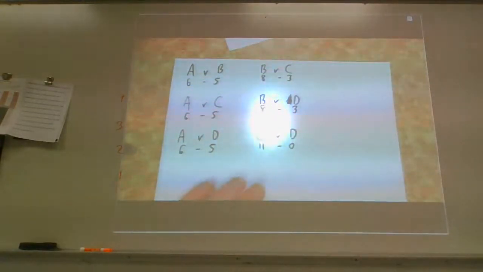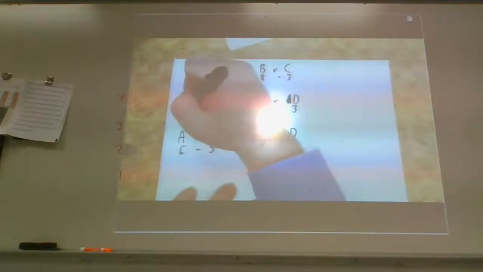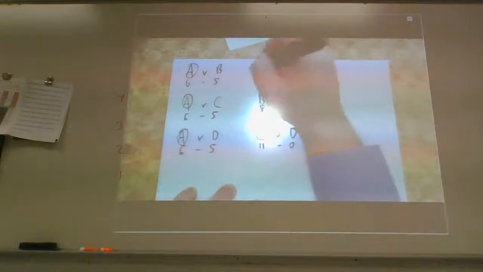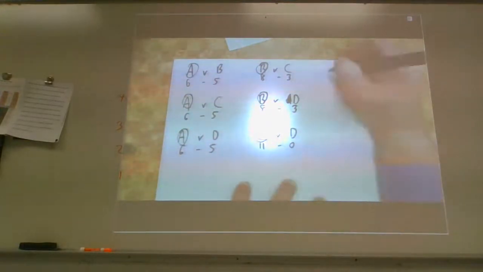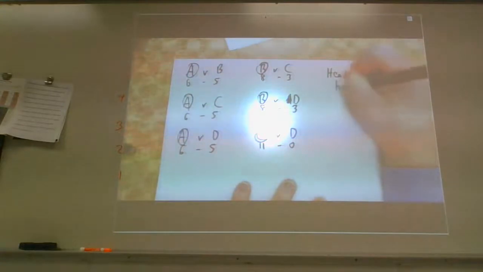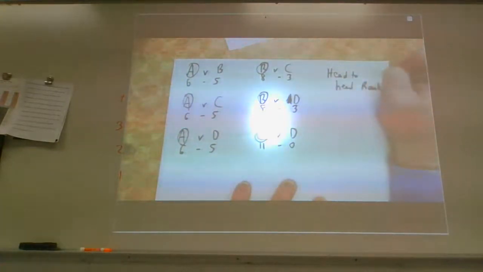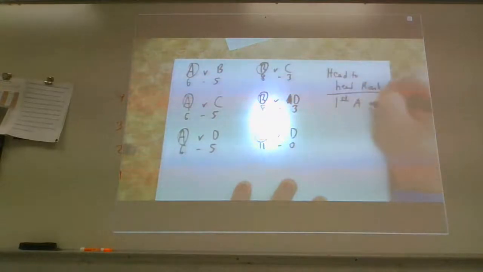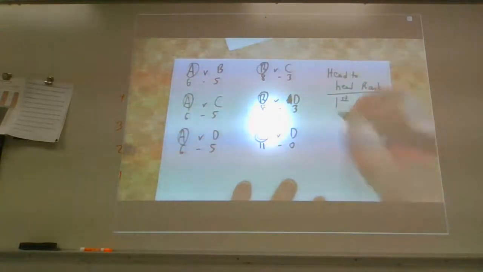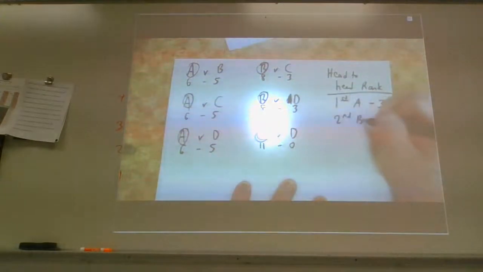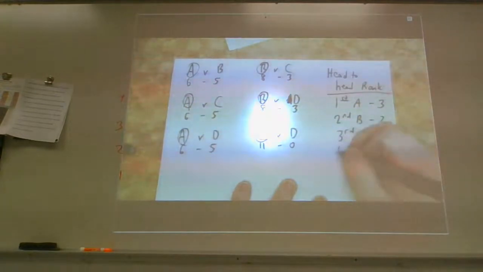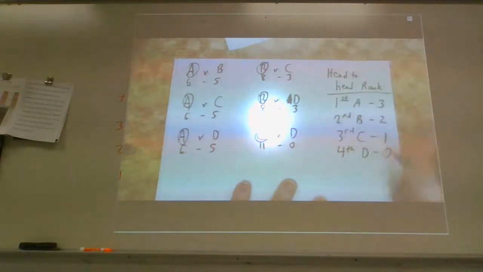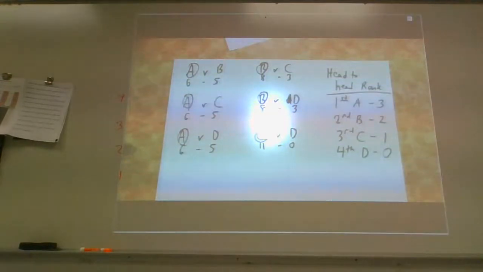So now we got to count up all the head-to-heads. A, and A, B, and B, and there's a C. But again, the point of this is ranking. Head-to-head rank. In first place was A with 3. In second place was B with 2. In third place was C with 1. And in fourth place, yet again, was D with 0. Sorry, D. Sucks to be you.